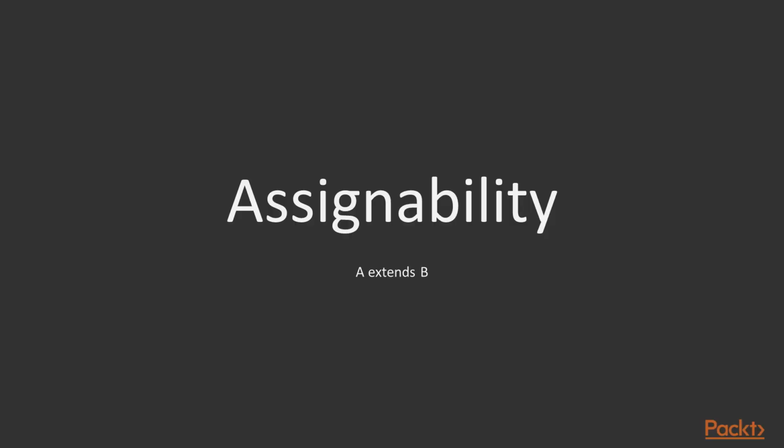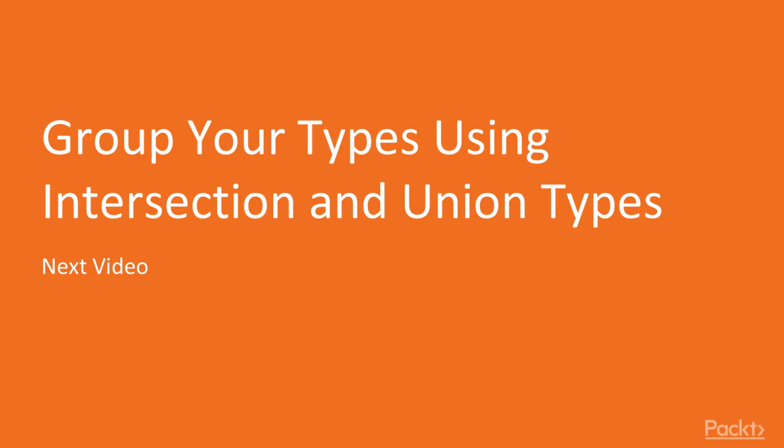The extends keyword is the heart of a conditional type. A extends B means precisely that any value of type A can be safely assigned to a variable of type B. In type system terms, we can say that A is assignable to B. In the next video, we're going to look at how to group types using intersection and union types.